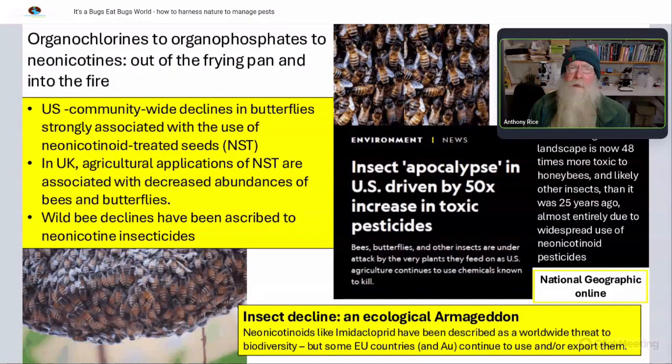National Geographic Online claimed that America's agricultural landscape is now 48 times more toxic to honeybees, and likely to other insects, than it was 25 years ago. And they ascribe all that to the use of neonicotinoids as well. One of the things about neonicotinoids, which is a little bit disheartening, is that while they've been described as a worldwide threat to biodiversity, they've been banned for outside use in Europe, but they're still allowed to manufacture them. And they manufacture them in huge quantities and export them to countries that don't have the same kind of legislative restrictions around how they're used.